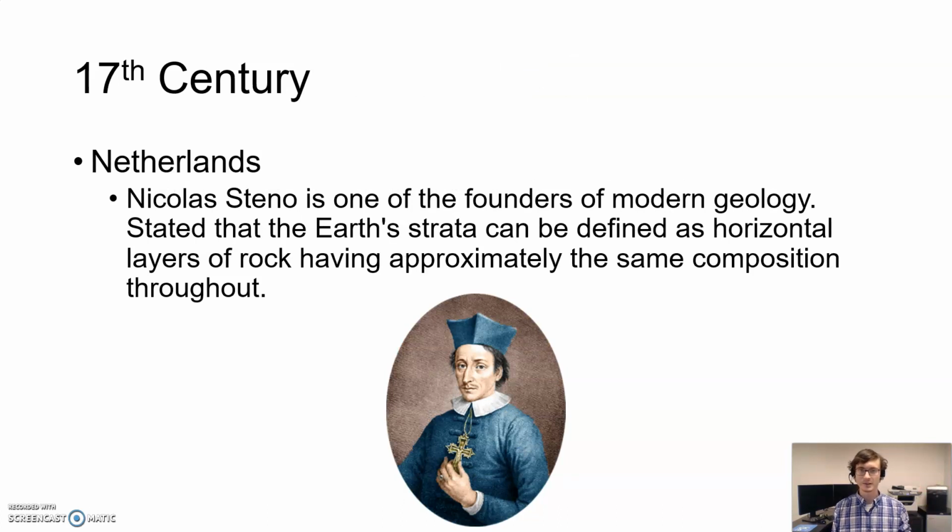Moving ahead to the 17th century, this is Nicholas Steno, one of our founders of geology. And part of his contribution, it might seem like a no-brainer, but hey, he was the first one to write it down. The Earth is broken into layers. We have horizontal layers of rock, each of which has the same composition. It's made of the same material throughout.